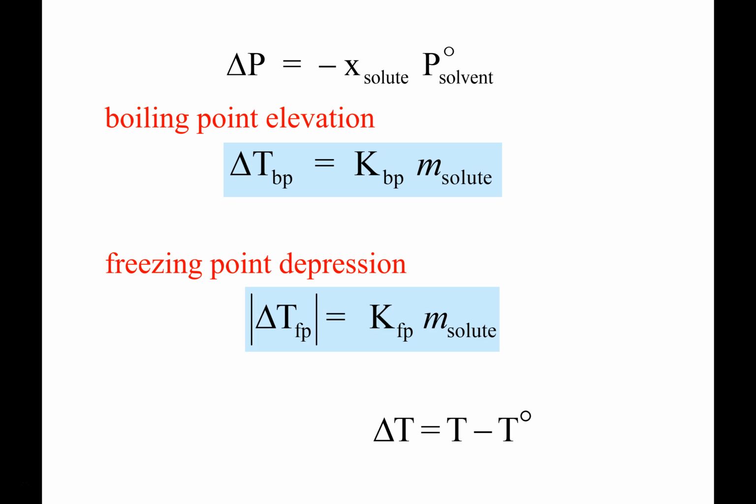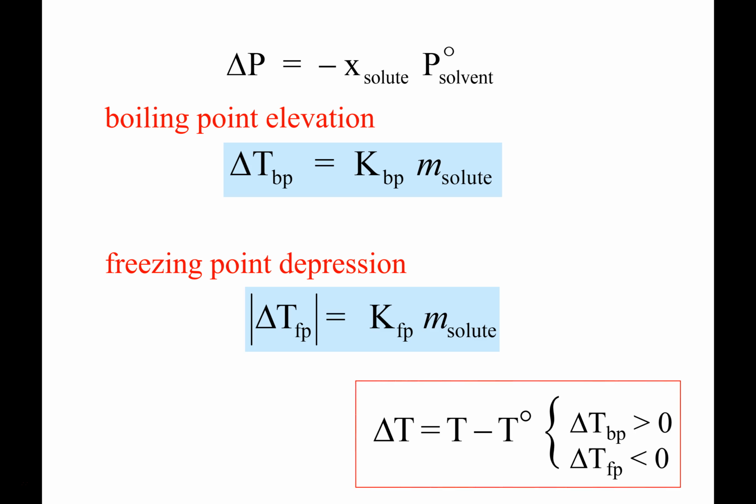So what does the T and the T naught mean? What does the T naught mean? Pure stuff. Yep, T naught means it's pure stuff. T means the temperature at which it boils or freezes when it's in its mixture. So as we talked about boiling point elevation and freezing point depression, the delta T actually will be positive for your boiling point elevation, and it will be negative for your freezing point depression.